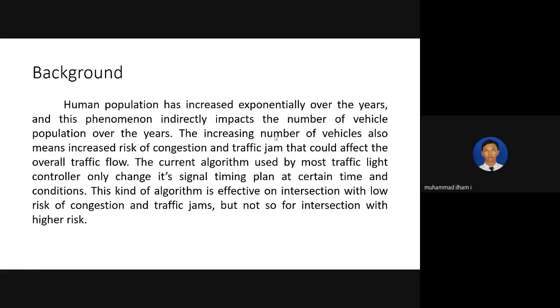Human population has increased exponentially over the years, and this phenomenon indirectly impacts the number of vehicles over the years. The increasing number of vehicles also means increased risk of congestion and traffic jams that could affect the overall traffic flow. The current algorithm used by most traffic light control only changes its signal timing at certain times and conditions. This kind of algorithm is effective on intersections with low risk of congestion and traffic jams, but not so for intersections with higher risk of congestion and traffic jams.